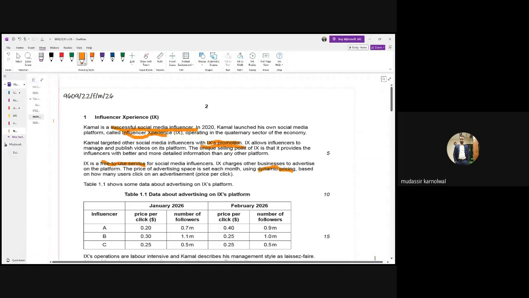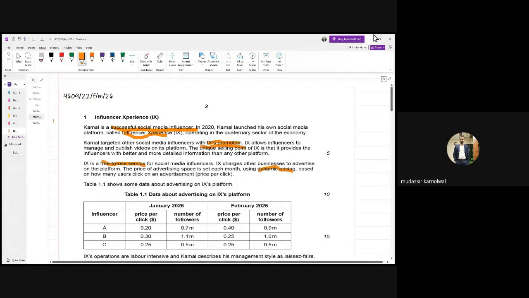In February, number of followers has been increased and price per click has also been increased. For influencer B, price per click has been decreased in February and number of followers has also been decreased. For influencer C, price per click is same and number of followers is same. So it says that price per click and number of followers is actually in a direct relationship.